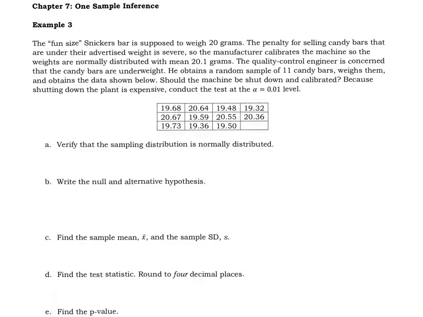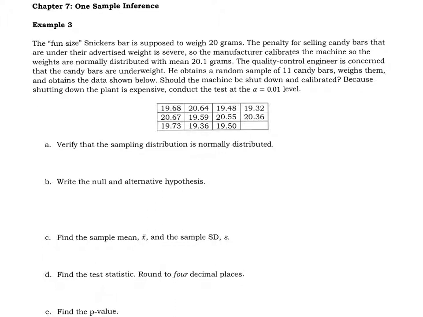But the quality control engineer is a little concerned that maybe the candy bars are coming in underweight. So he takes a random sample of 11 candy bars, weighs them, and gets the data shown in the table. Should we shut the machine down and recalibrate? It's expensive to do that, but so is getting fined. So we're going to conduct the test at the 1% level of significance. In other words, we want to really, really be sure if we're going to shut this down. There's a very good reason to do it.